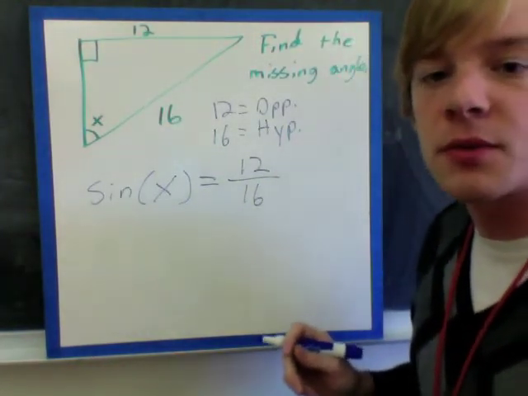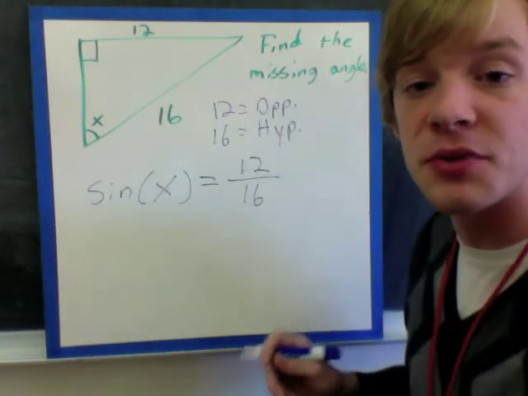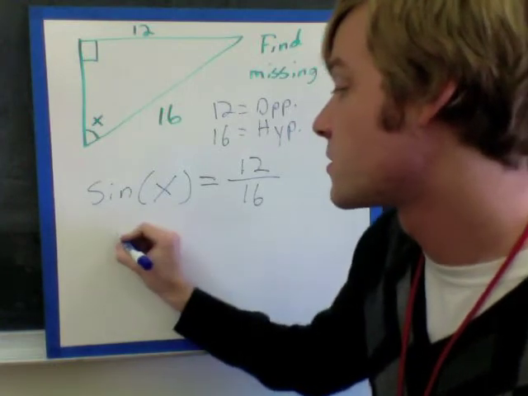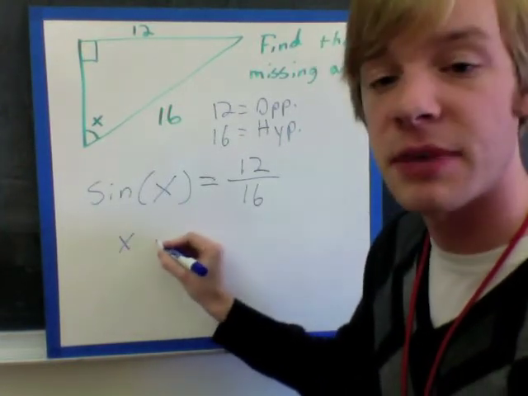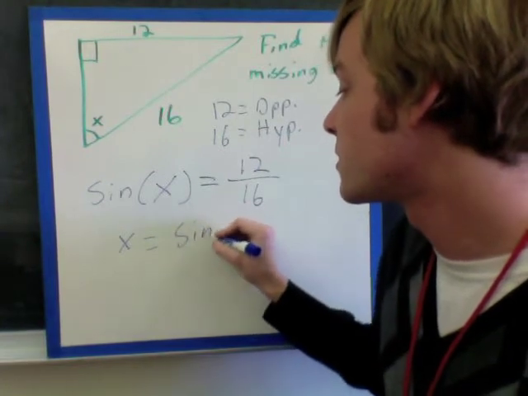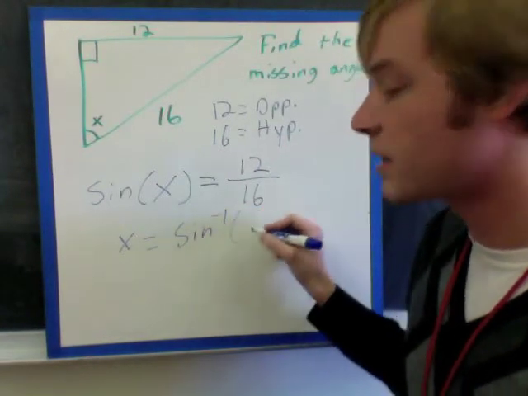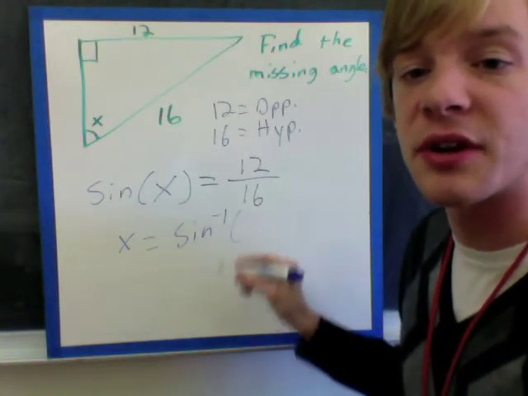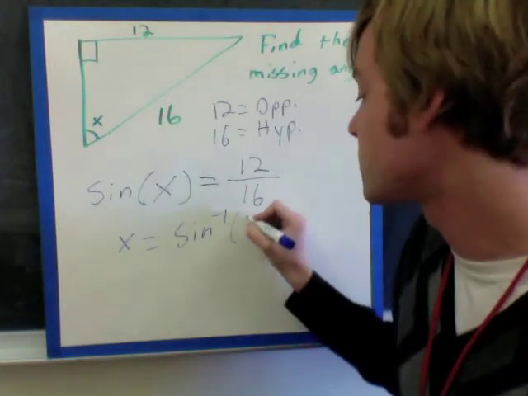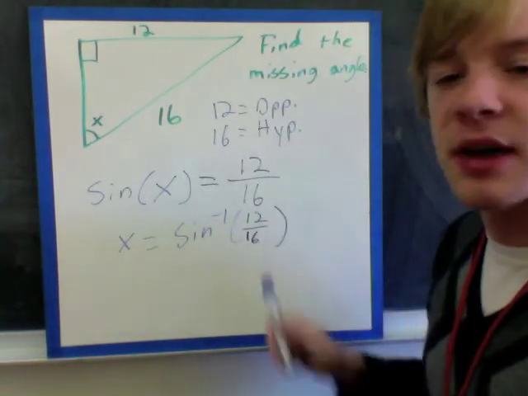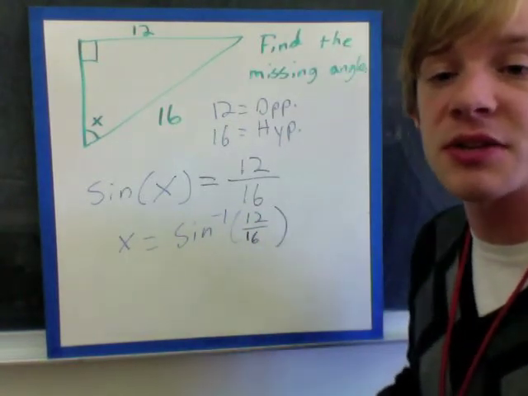So now we need to go ahead and do our inverse sine so we can get x by itself. So we're going to have x by itself here, and we're going to have inverse sine, this is the sine -1 as it's shown in your calculator, and then 12 over 16. Just like that. And we want to put this in the calculator exactly like you see it here.